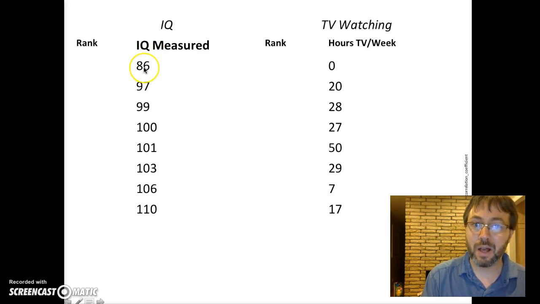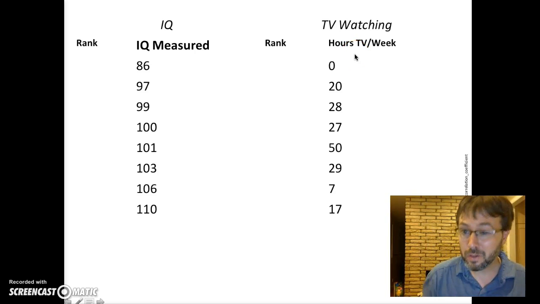And here you have the response. Person number 1's intelligence quotient was 86. Person number 2's was 97, and so forth down the list. Now, if we wanted to see if there was a relationship between intelligence quotient and the number of hours of television that an individual watched in a week, we could do it using a Pearson's correlation if there's a linear relationship between these two variables.